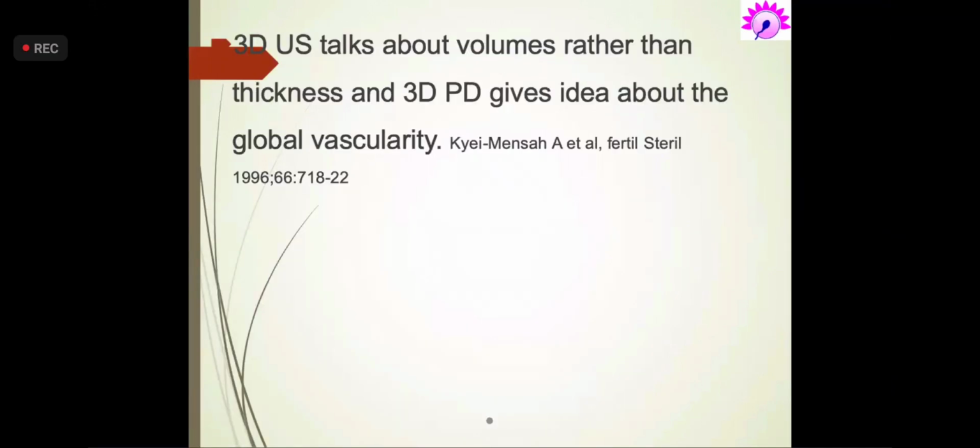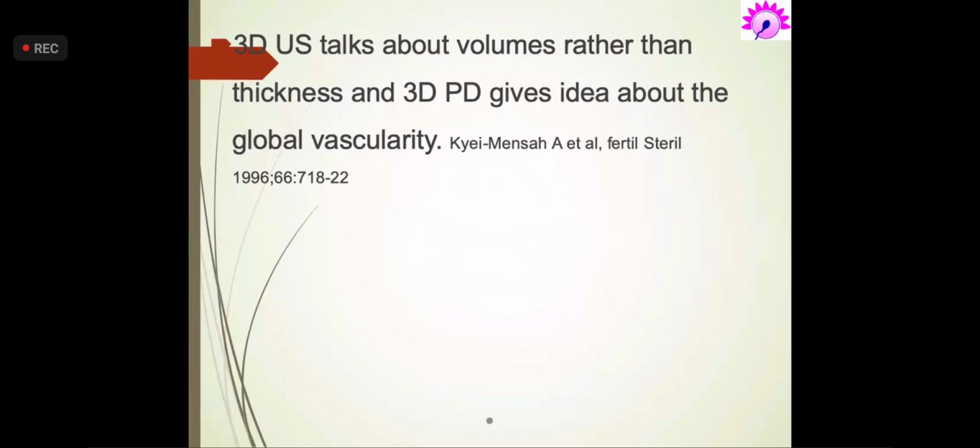3D ultrasound talks to us about volumes rather than thickness, and 3D power Doppler gives an idea about the global vascularity. Now, why is this volume required? We know that many times we get a 7, 8, 9 millimeter endometrium, but the implantation doesn't occur and we don't understand the reason. Of course, one strong reason is the vascularity, but the second strong reason is volume.